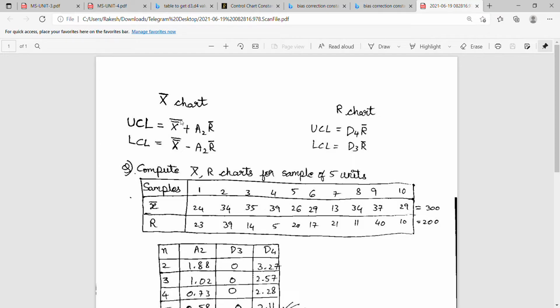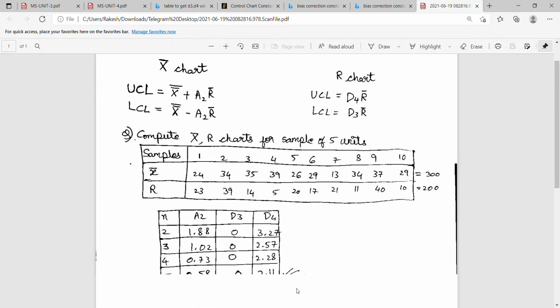Coming to X double bar, the X bar values are given, and the mean of X bar is X double bar. Coming to R bar, the R values are given in the question, and the mean of the R values is calculated as R bar. A2, D3 and D4 are predefined constant values given in a table.